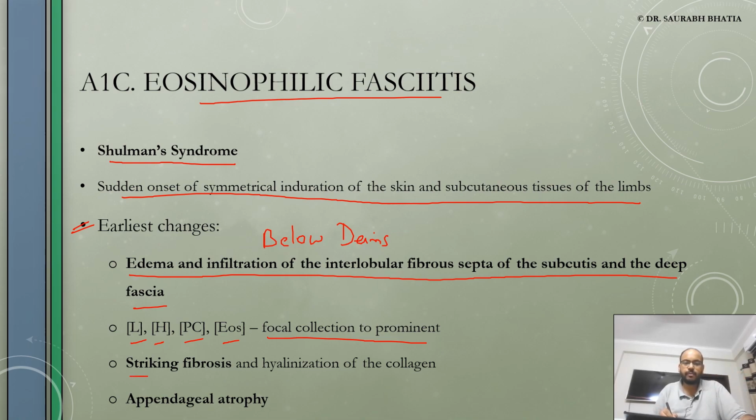There is striking fibrosis and hyalinization of the collagen along with appendageal atrophy. Now understand that when collagen gets thickened and fibrosed, the appendages would get suffocated, they would get crushed, and that is why you have appendageal atrophy. Okay. Remember that dermis is a balanced tissue. Everything remains in balance. If one tissue or one part of tissue is not properly functioning, like the collagen and the fibroblast, you will have problems in other tissues, and that is why subsequently all the appendages get atrophied. Let's move forward.